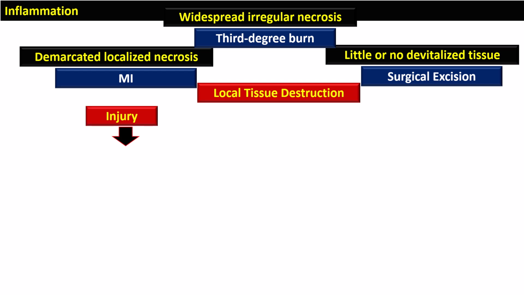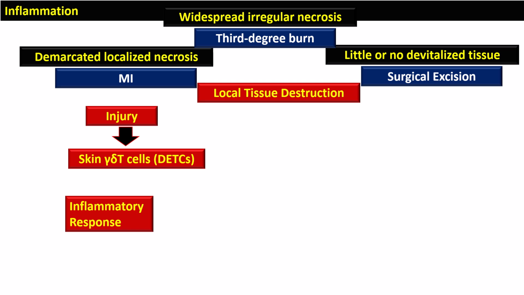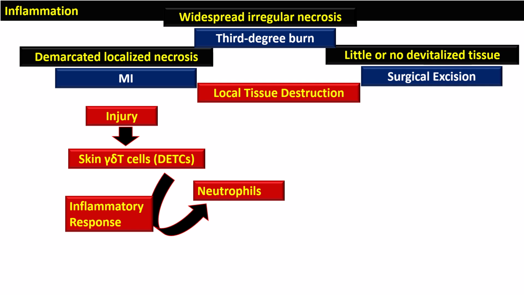Then, if there is injury, especially to epithelial tissue such as skin, there is a role of resident gamma delta T cells that are called dendritic epidermal T cells or DETCs. Their function is to sense local injury, initiate the cellular immune response, and support keratinocyte proliferation and survival by releasing some growth factors, chemokines, and cytokines.